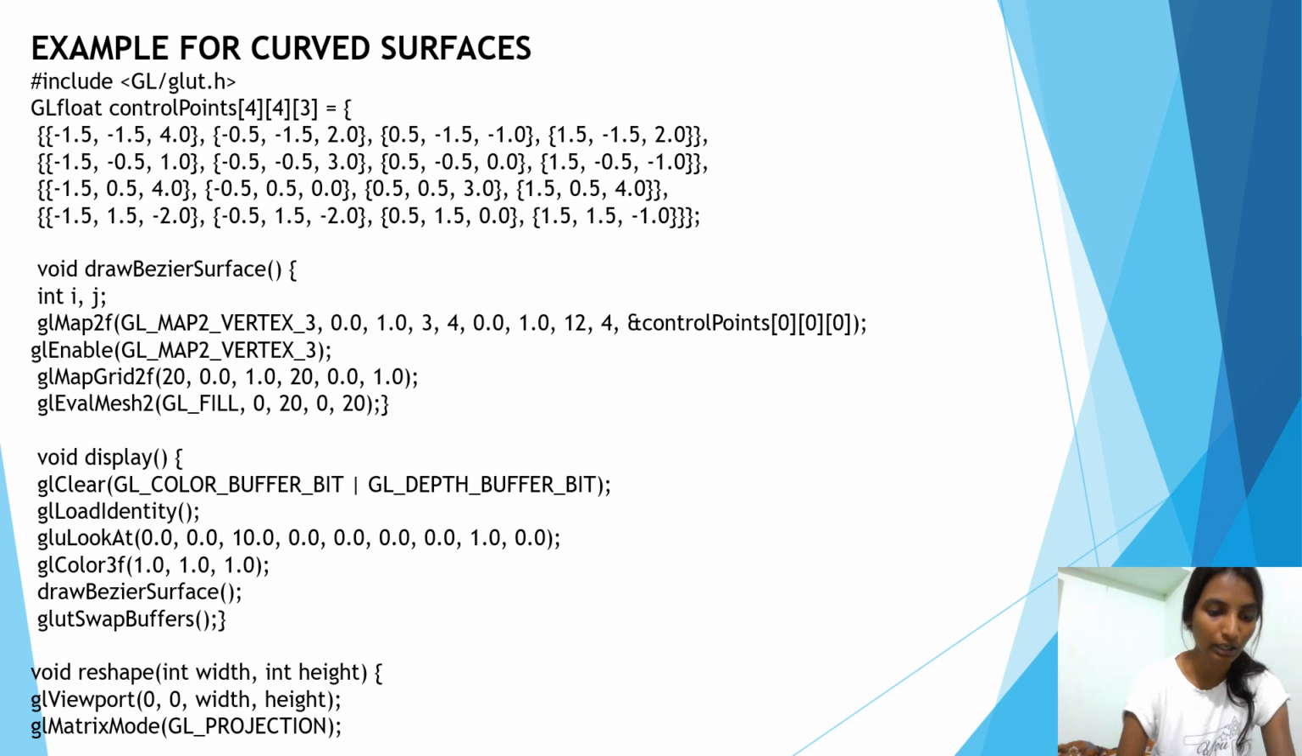and the glEnable call enables the use of the specified control points. This glMapGrid2f is then used to generate a grid of points on the surface. The parameters define the number of subdivisions in the u and v directions. Finally, the glEvalMesh2 function is called to evaluate and render the surface using the specified grid. This GL_FILL specifies the surface should be filled.